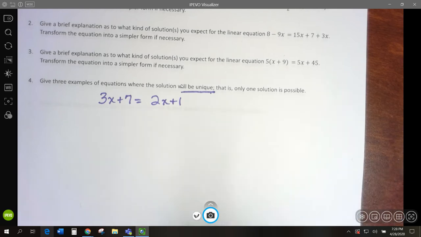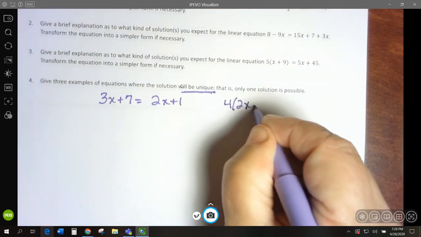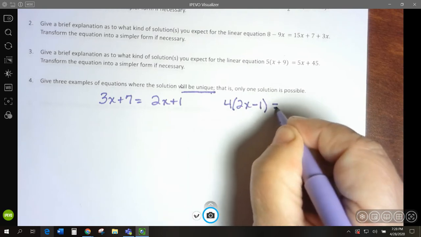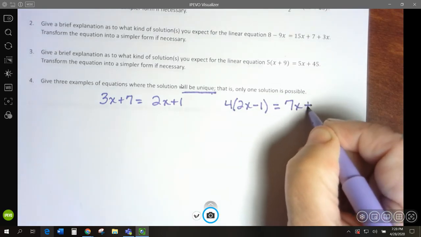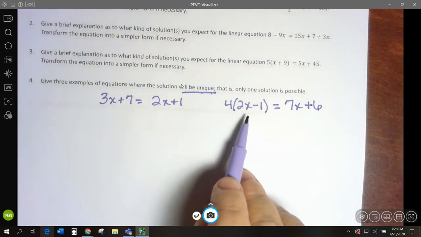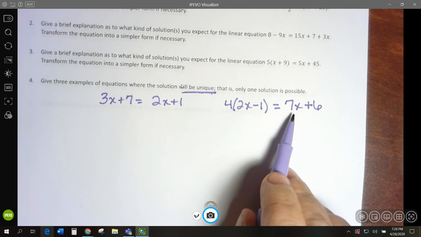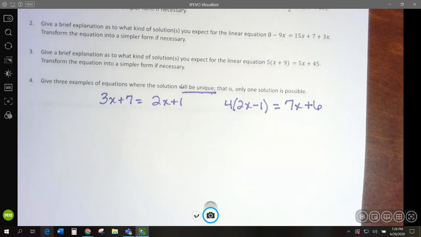Let's do something with the distributive property. 4 times 2x minus 1 equals 7x plus 6. This is going to end up being 8x here, and 8x is different than 7x, so we don't have the same number of variables on both sides, so it'll be unique.